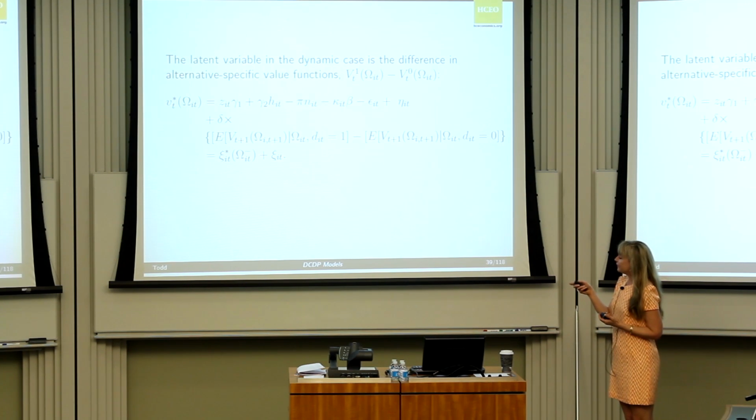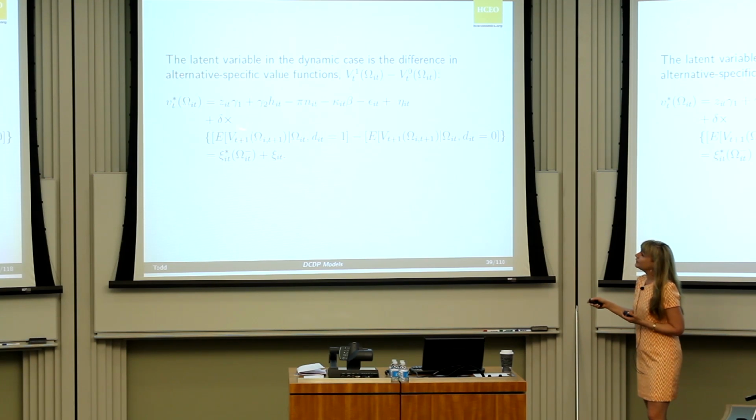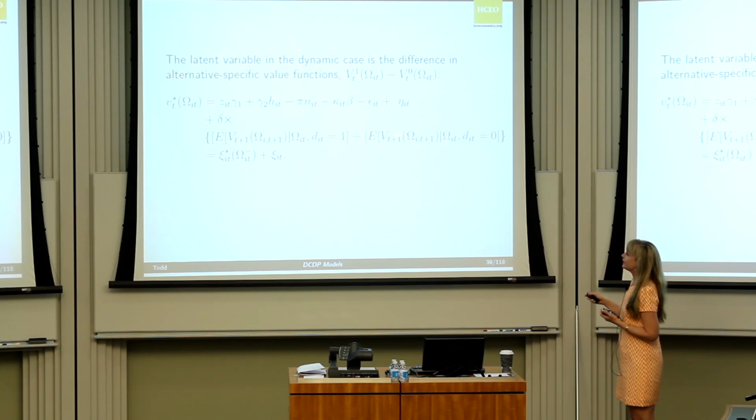Okay, so in this case, the latent variable that determines whether people work or not, everything's the same, except now we have this additional term, which is the discount factor times the difference in the future expected value functions. Because now when you decide to work today, you also take into account the effect on your future utility. Otherwise it's the same. And this is a function of the state space. It's just that this threshold psi is a different value because you also have to take this into account. So that's the only complication introduced, this additional term.